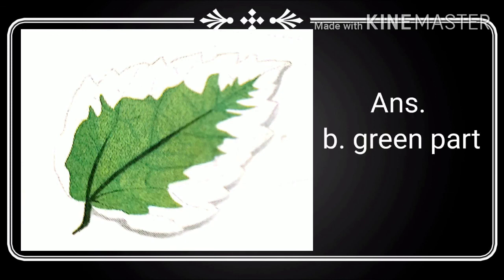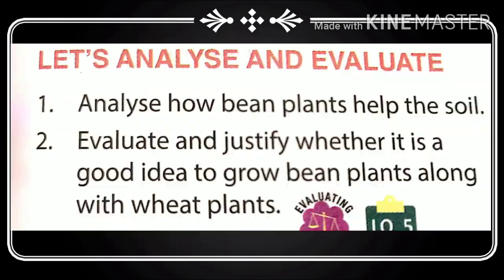Here the green part contains chlorophyll and the white part doesn't contain chlorophyll, and photosynthesis is possible only if chlorophyll is there, and if photosynthesis is done, then and only then is there starch formation. So which part will be bluish black? The part which contains starch. So definitely the answer is green.